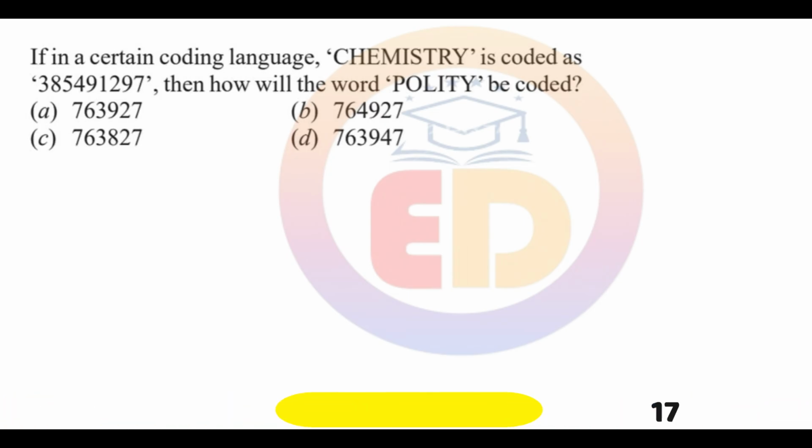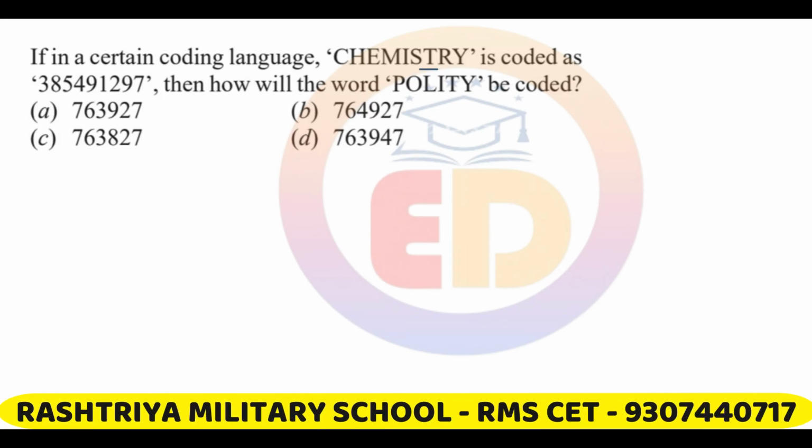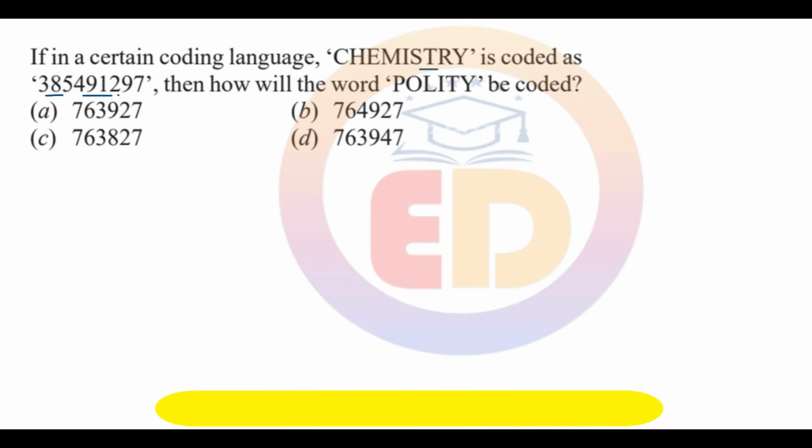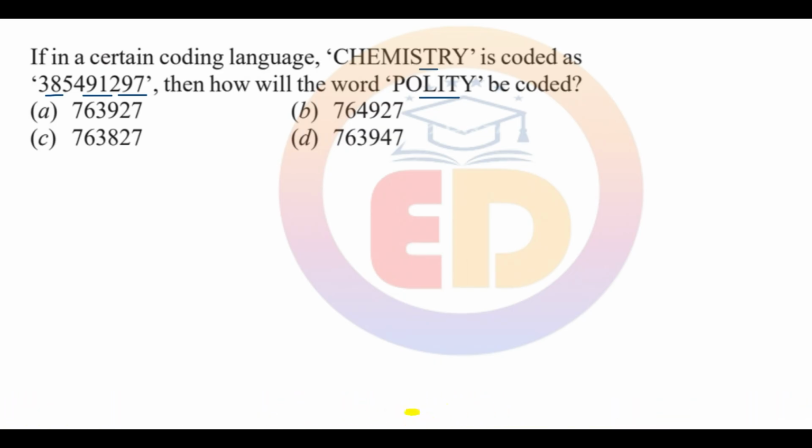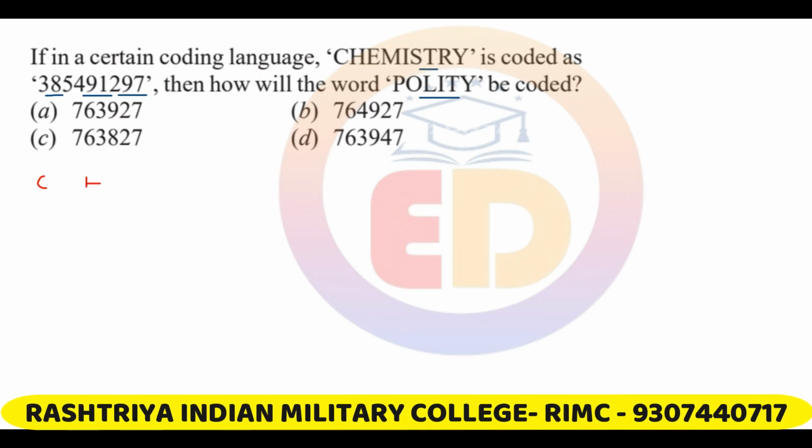If in a certain coding language chemistry is coded as 385491297, then how will the word polity be coded? Let us write down the terms first.